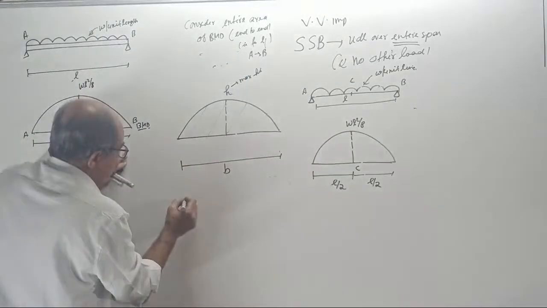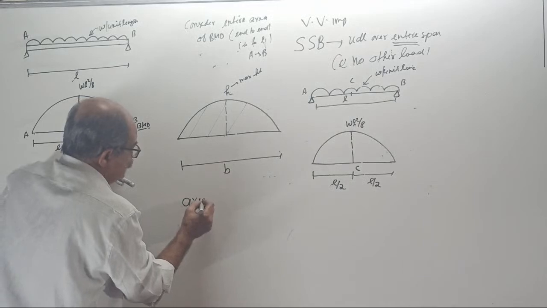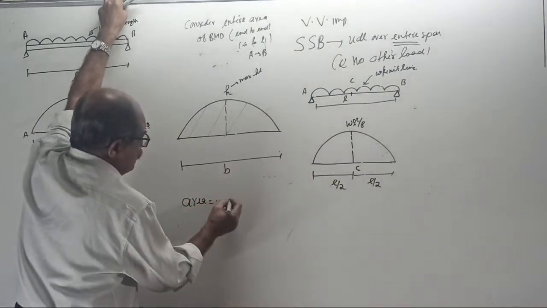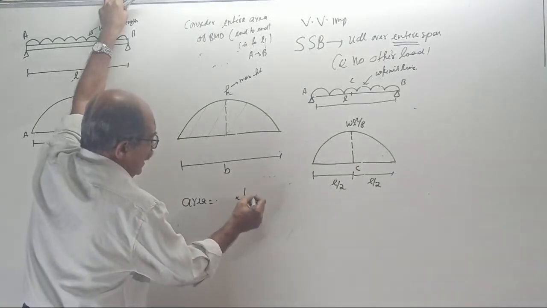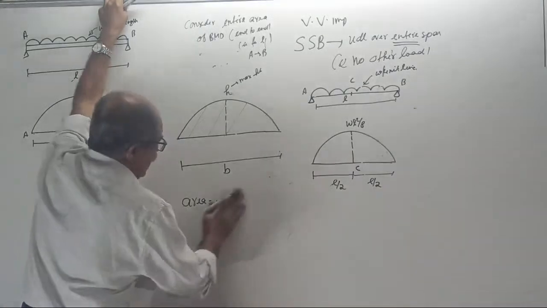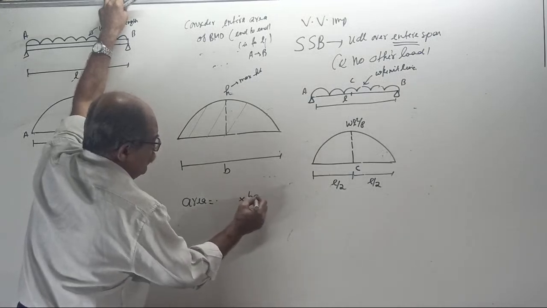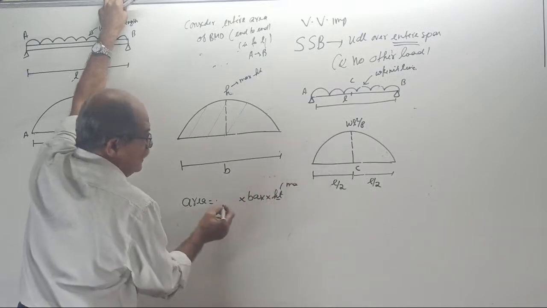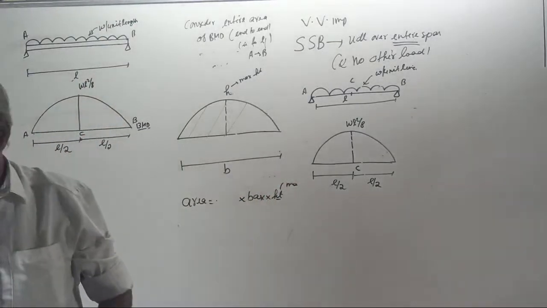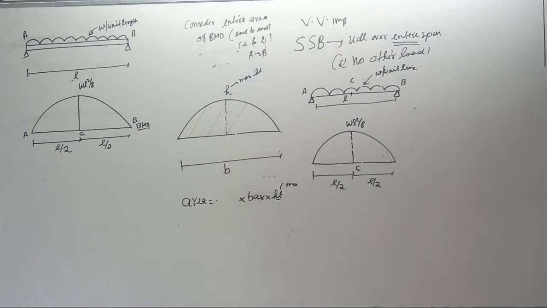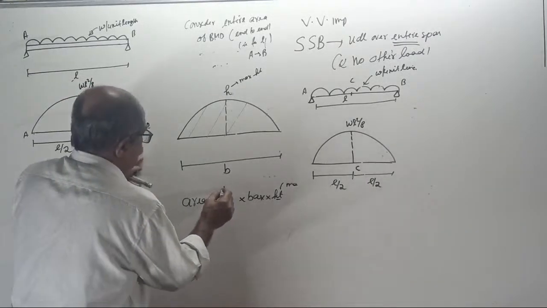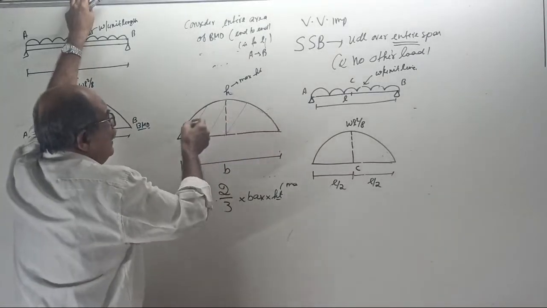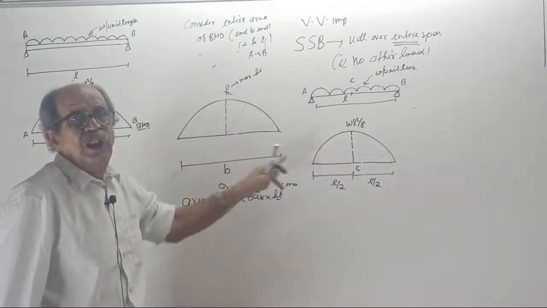Anybody can tell me what is the area for this one? Once again, the formula is some number into base into height. Height means maximum height. Tell the number. 2 by 3. It is 2 by 3. Okay, remember. This full area is 2/3 of full base into height.